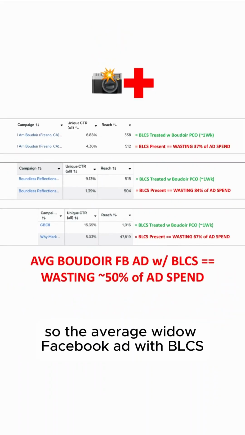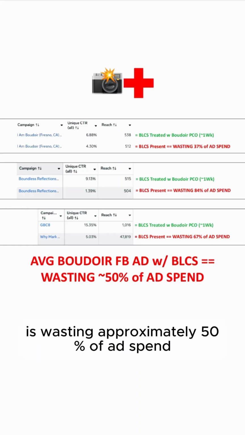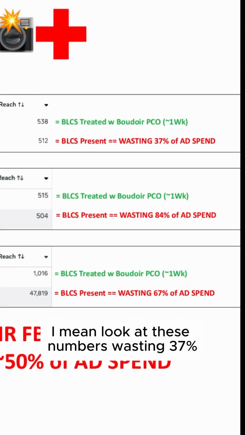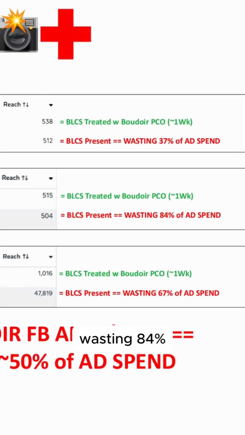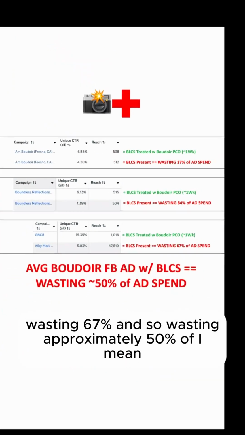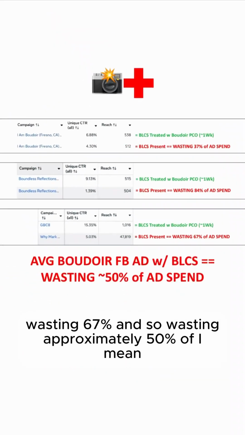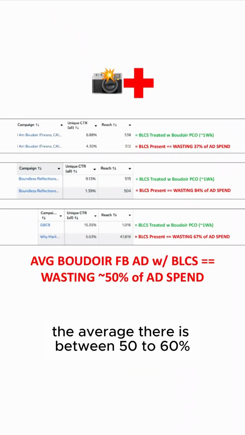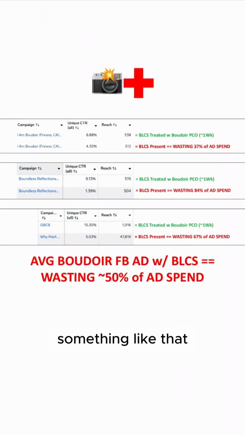So the average Boudoir Facebook ad with BLCS is wasting approximately 50% of ad spend. I mean, look at these numbers, wasting 37%, wasting 84%, wasting 67%. And so wasting approximately 50% of it. I mean, the average there is between 50 to 60%, something like that.